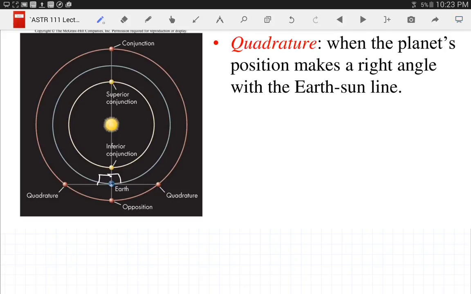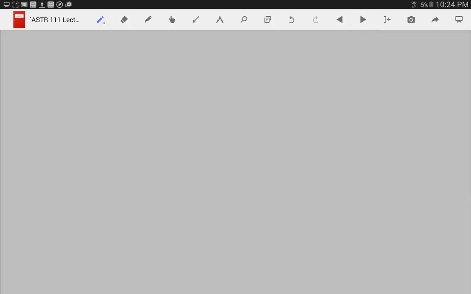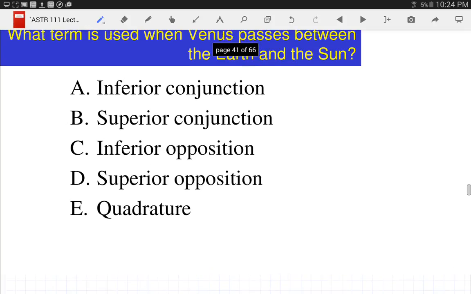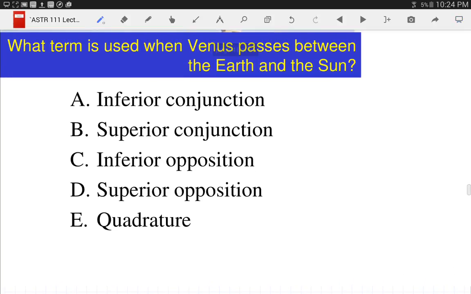That can only occur for a superior planet. You can't have an inferior planet on the line that's going like this. And the quadrature is important because that's actually what Copernicus was using. Copernicus used the times for quadratures of different superior planets to estimate their distances from the sun, and was actually very accurate with it.